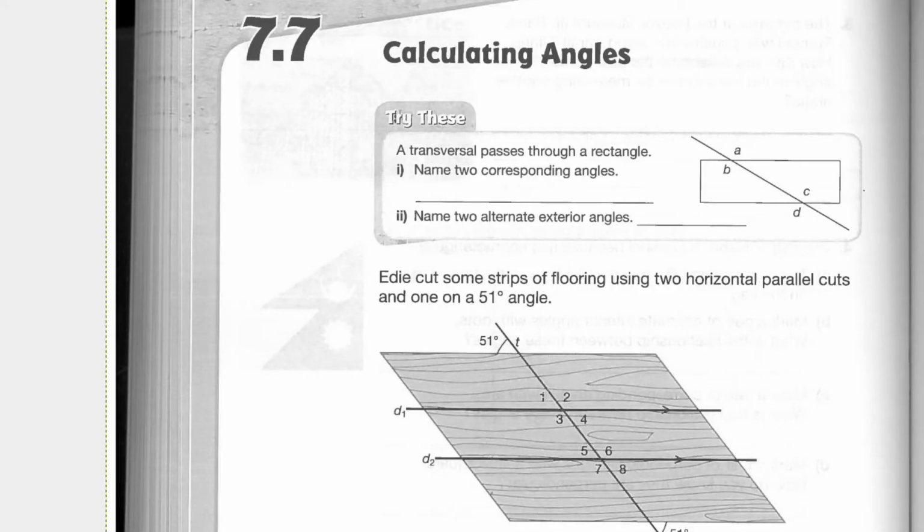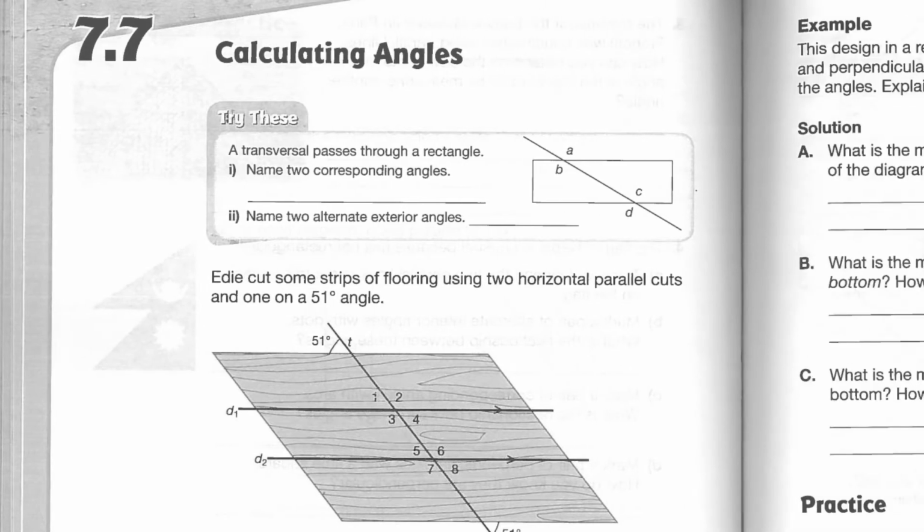In this video, we're going to be talking about Chapter 7.7, Calculating Angles, and this is on page 204 of your textbook. So first of all, we'll try these. A transversal passes through a rectangle, and the first thing it wants us to do is name two corresponding angles.